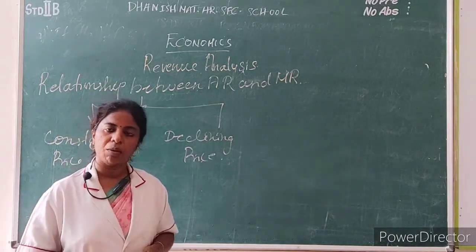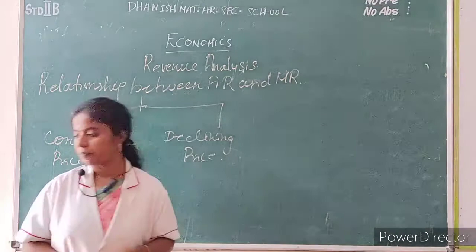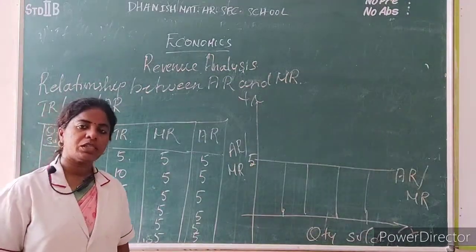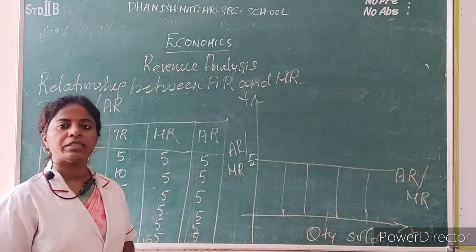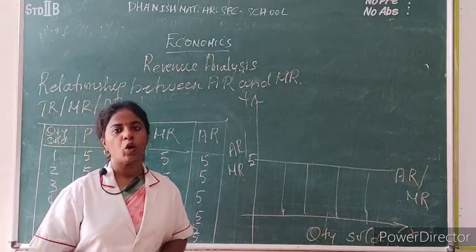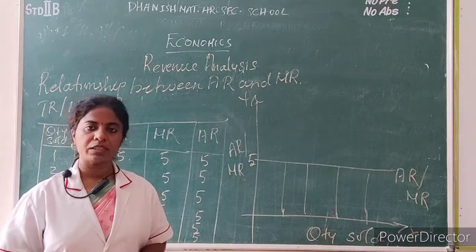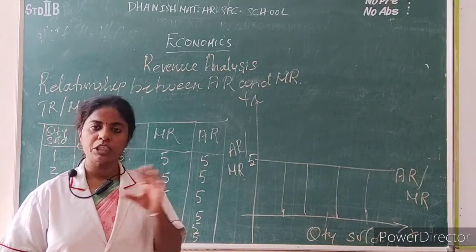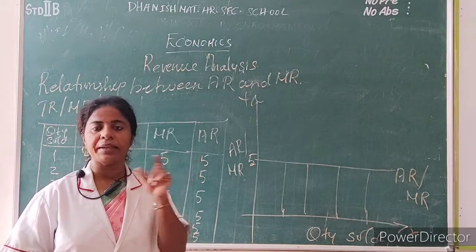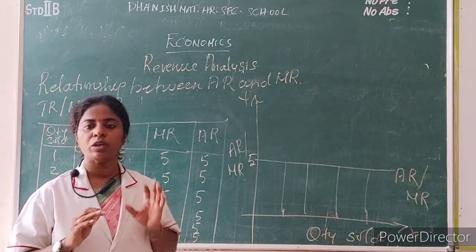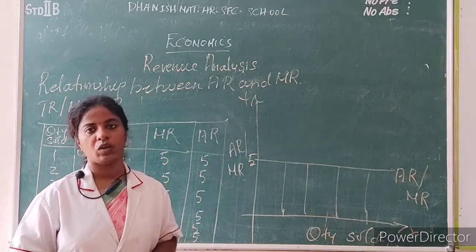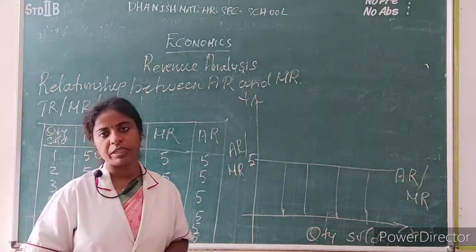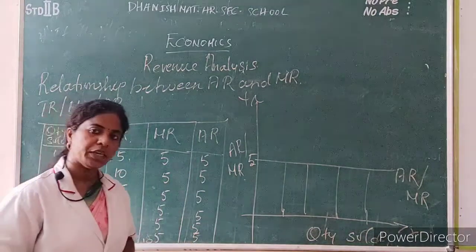So now we will see about the constant price. Under a constant price, why is the price constant? Because they are using a homogeneous product. If there is a homogeneous product, the price will remain constant. Homogeneous product means the product will be identical. So wherever you go, the price will be constant. So the profit also remains constant for all the entrepreneurs.